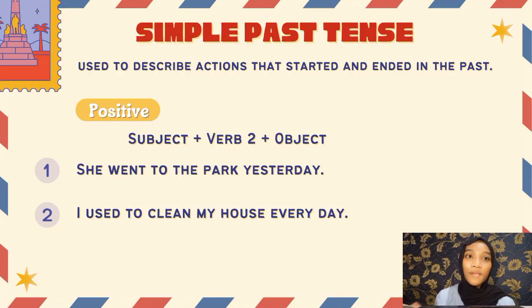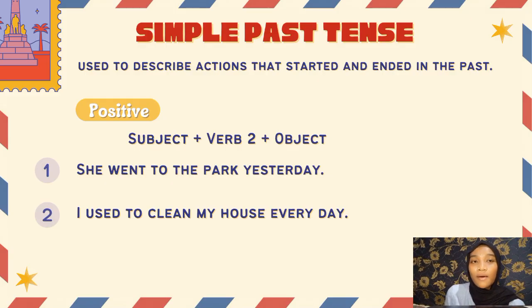Next is simple past tense. The simple past tense is used to describe an action that happened and ended in the past. For the positive forms, the formula is subject, verb 2, and object. For the example, she went to park yesterday.